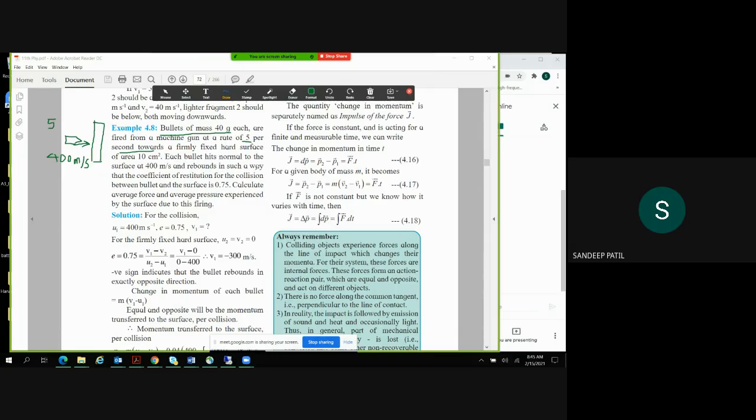And it rebounds in such a way that the coefficient of restitution for collision between bullet and surface is 0.75. So they have provided the information for the coefficient of restitution. Calculate the average force and average pressure experienced by the surface due to this firing. So now we have to calculate force, and second, pressure, because they have given the area. We know the formula: pressure is nothing but force by area.